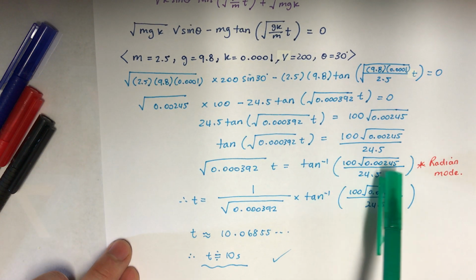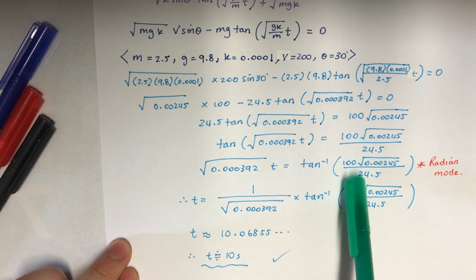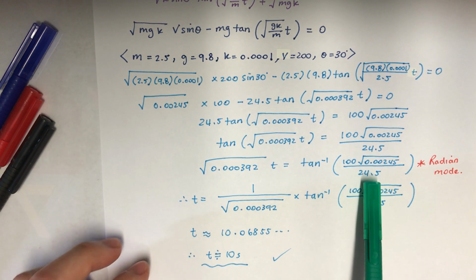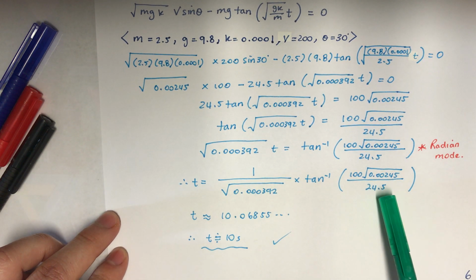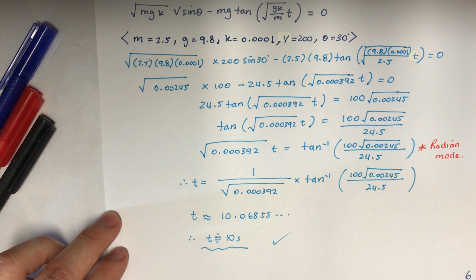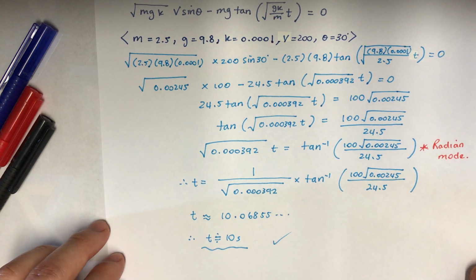So I put that in. Now, remember, this is not in degrees, so make sure you put it in radian mode in the calculator. Okay, be careful with that. And when you do that, you will get 10 seconds. So that's not too bad. So we got the how long part there.